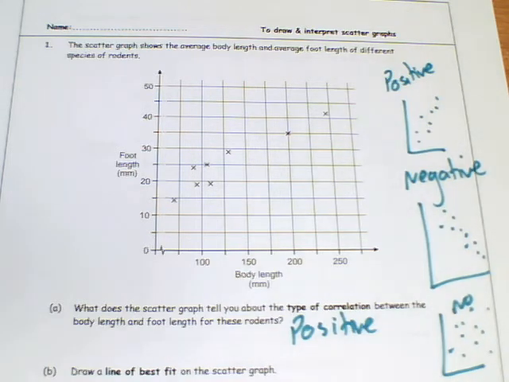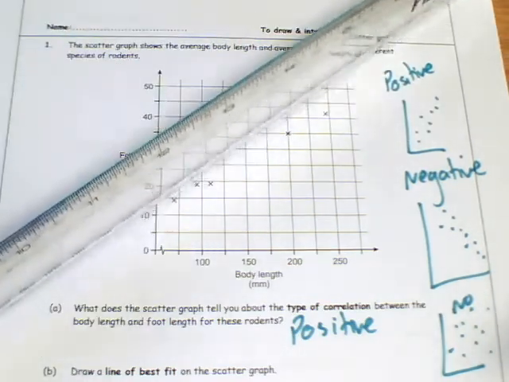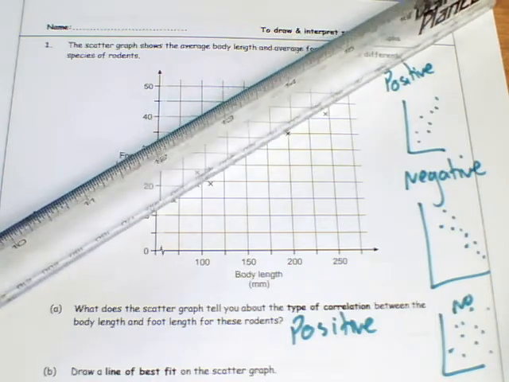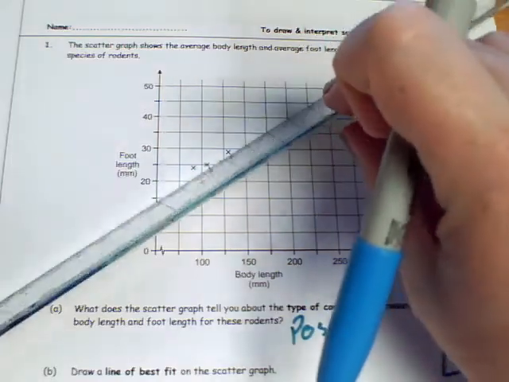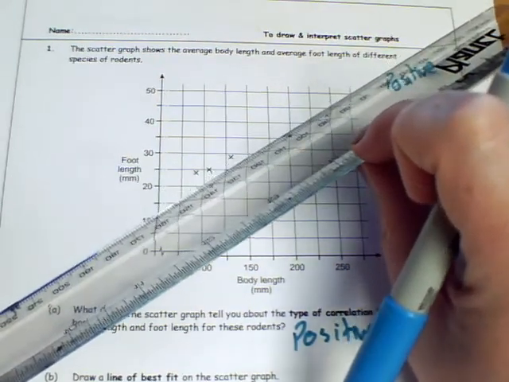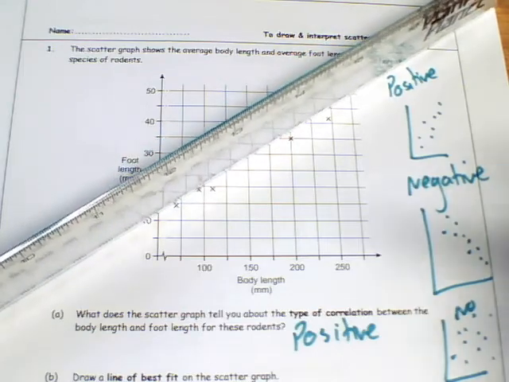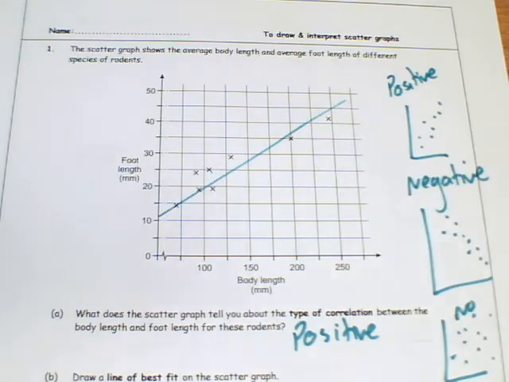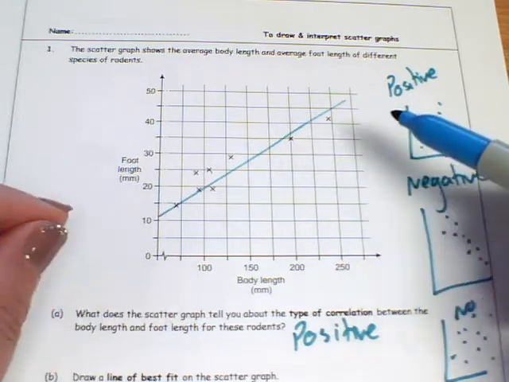So what we're going to do is take our ruler and put it on our graph and wiggle it around, and we want an evenish number on each side. At the moment I've got 4 on that side and 3 on that side. That's because I've got an odd number of points. So we're going to draw it through about there, and it's one straight line. And that's our line of best fit, straight through the middle there, following the trend.